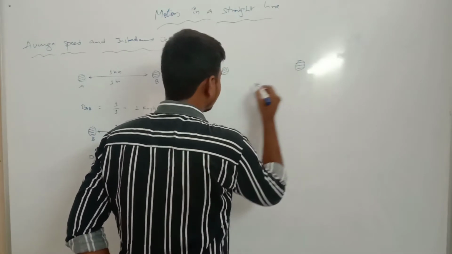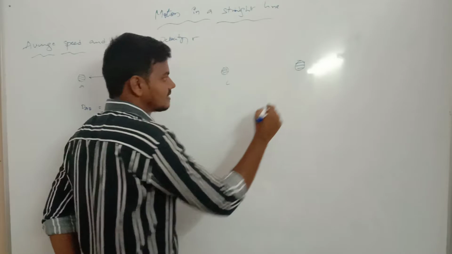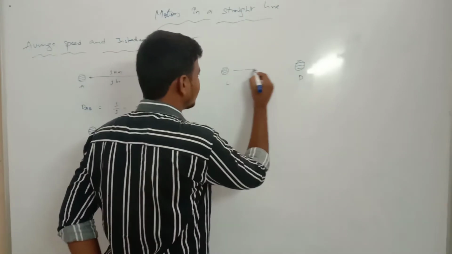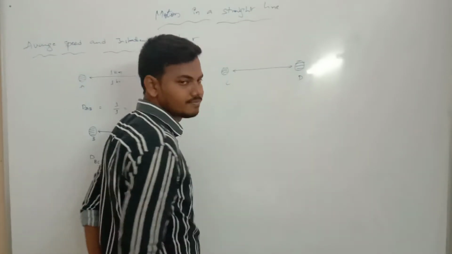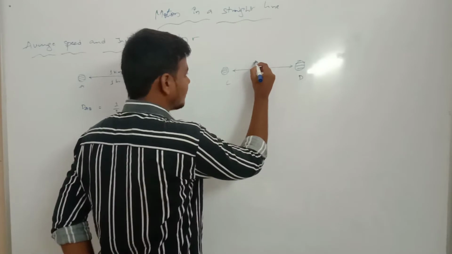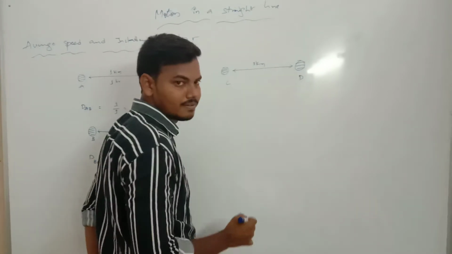Again we choose the same displacement or distance manner. For example, this is the object at C. The distance we are managing here is 3 kilometers.